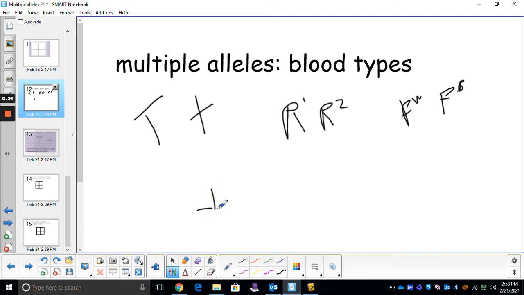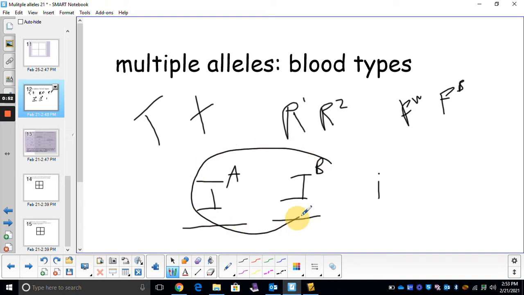For example, blood type could have the allele for blood type A, you could have the allele for blood type B, or the allele for blood type O. Now notice, both the A and the B allele are capitals. These are going to be codominant. So if they're both together, you would have blood type AB. Blood type O is the recessive allele.